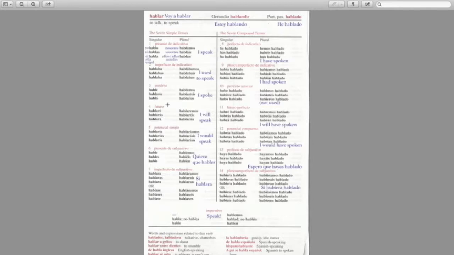Left side of the page is what's called the perfective or perfect aspects, and on the right side it's all perfect. Now what that means is it uses the verb to have, the auxiliary verb to have done something, to have spoken. I have spoken, I had spoken, I will have spoken, I would have spoken, and it's all equivalent this way, like present tense, past tense. One's perfect, one's not. So I have spoken is he hablado.